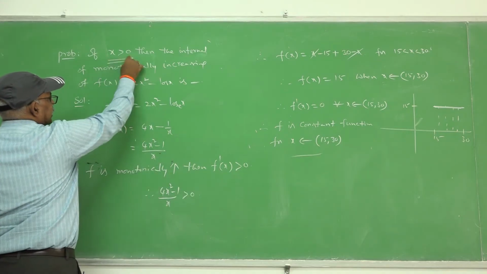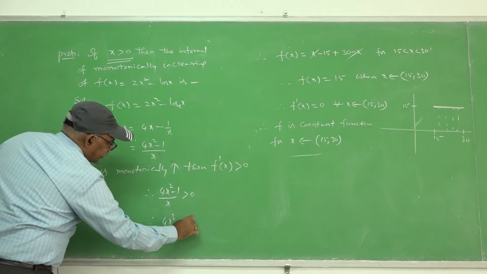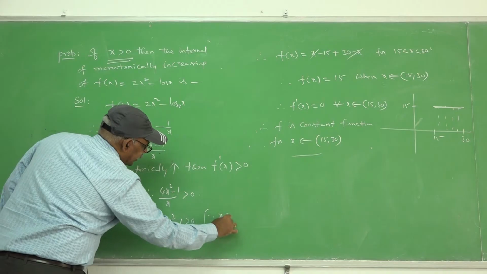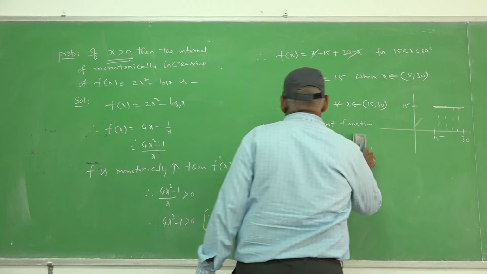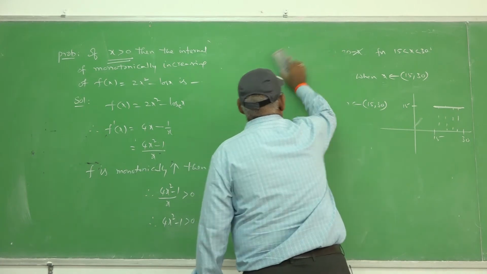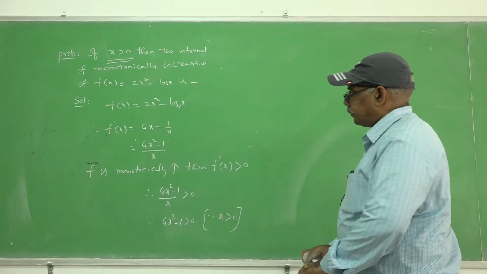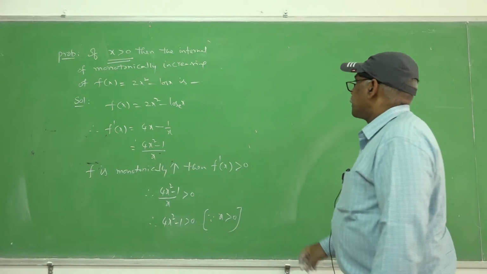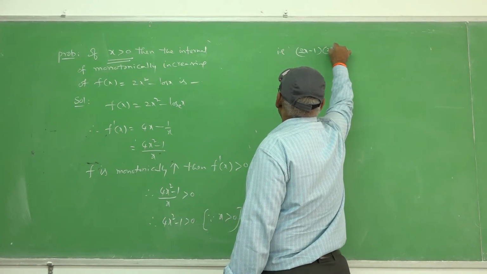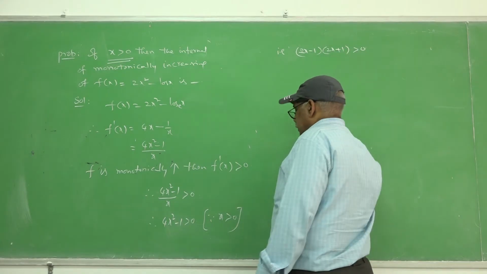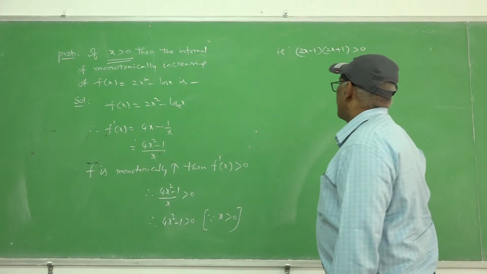But given x is positive, the denominator is positive. Therefore, the numerator is positive. Since x is positive, 4x square minus 1 is greater than 0. Once 4x square minus 1 is greater than 0 only, the function is monotonically increasing. That is, 2x minus 1 into 2x plus 1 is greater than 0.